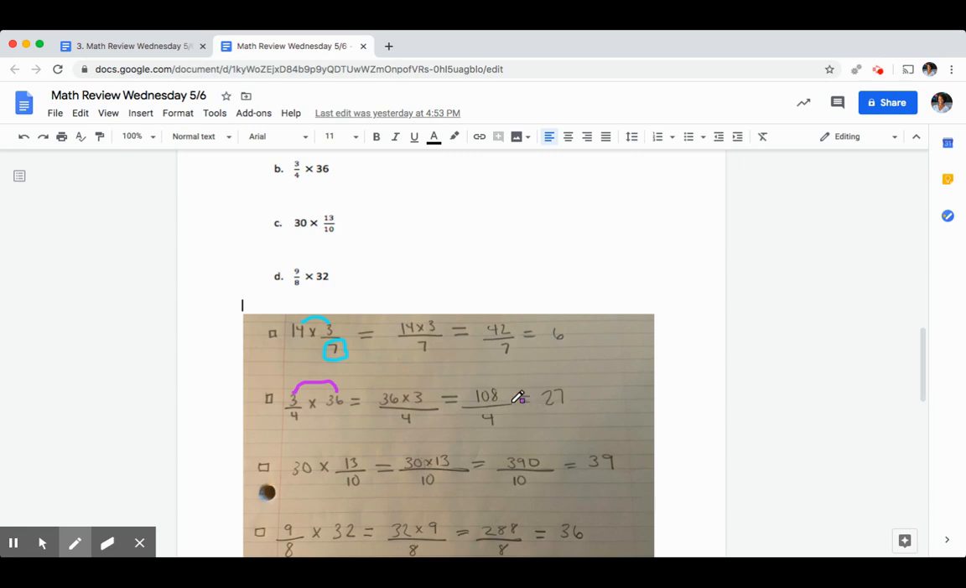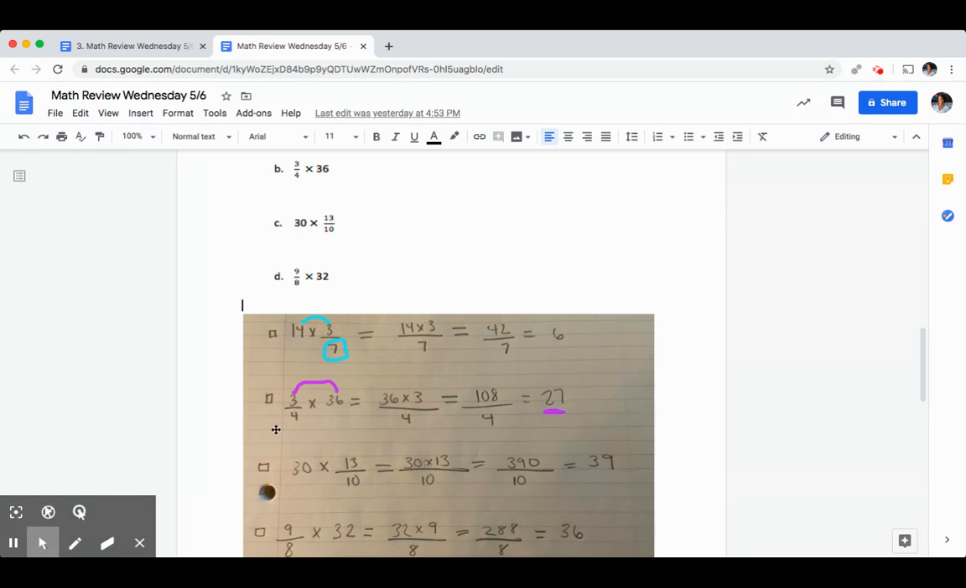It's not appropriate to leave your answer as 108/4 because that's a fraction greater than 1. You should try to simplify. And if you do the repeated subtraction, you will find out that there are 27 groups of 4 in 108.